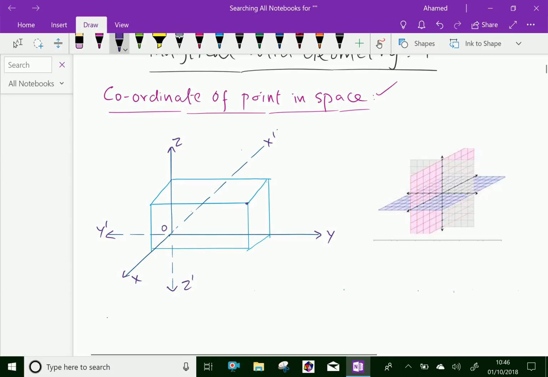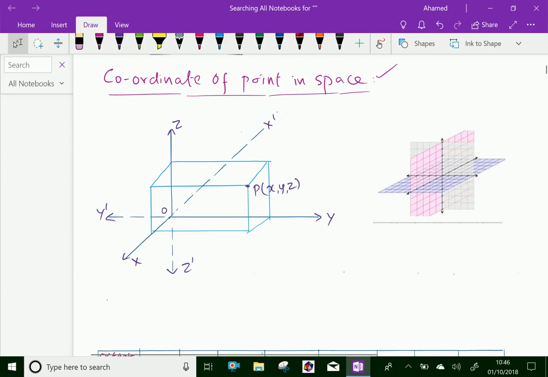Now consider a point P, which is here, having the coordinates x comma y comma z. Let X dash OX, Y dash OY and Z dash OZ be the three mutually perpendicular lines intersecting at O. Here, OX dash, OY dash and OZ dash are mutually perpendicular and meet at point O. Now the following table shows the signs of coordinates of points in various octants.